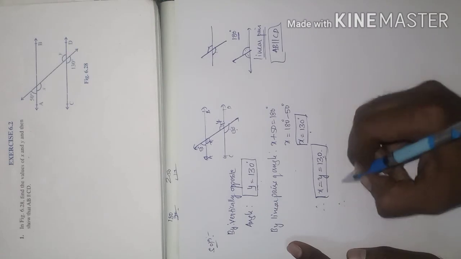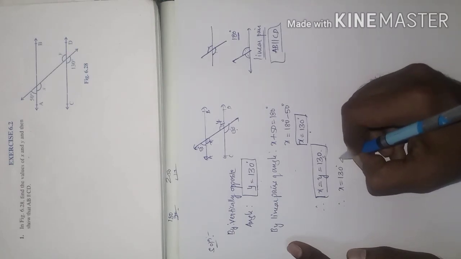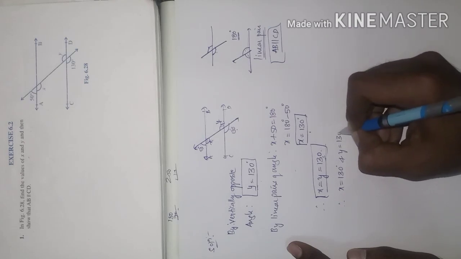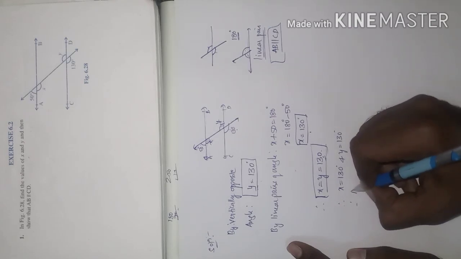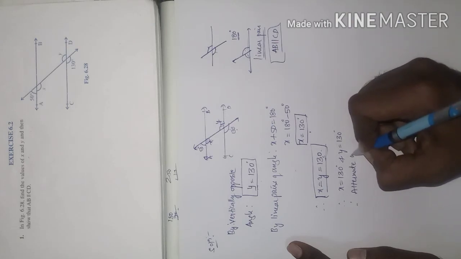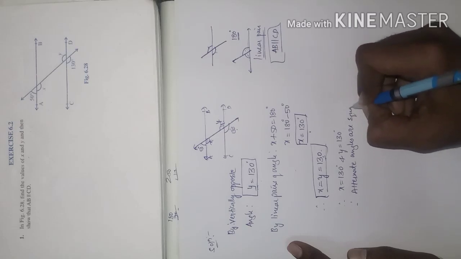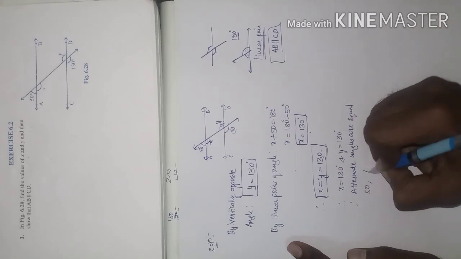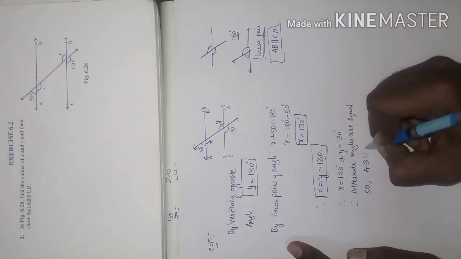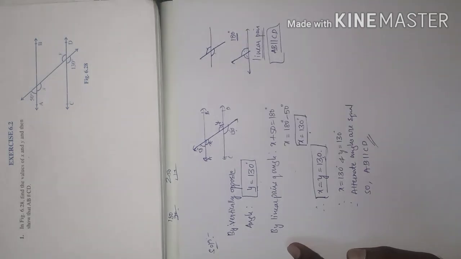Therefore angle x is equal to 130 degrees and angle y is also equal to 130 degrees. Therefore alternate angles are equal. So I can say that AB is parallel to CD. This is the proof. Simple example. This is all about the first example. Thank you.